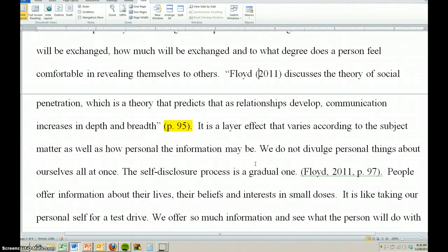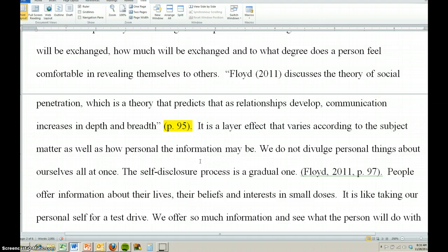Floyd 2011 discusses the theory of social penetration, which is a theory that predicts that as relationships develop, communication increases in depth and breadth, page 95. By the way, you're looking at this and going, that doesn't look like the correct citation format. That's actually very correct. If you use the author's name in the paper like this, you put the year right after it, and then you put the page at the end. So technically, this is a correct citation as far as formatting.